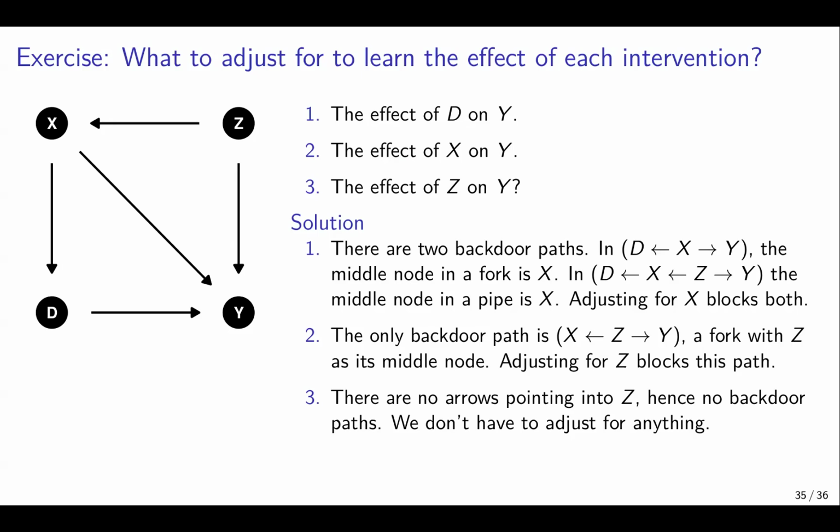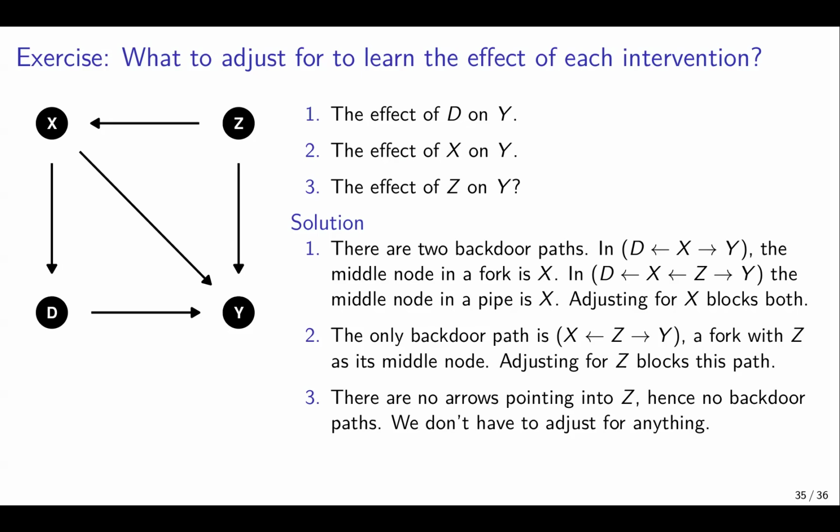All right, so here, the only backdoor path is between x and z and y. So again, that's a backdoor path because there's an arrow coming into x. So let's have a look at this. In this path, z is the middle node in a fork. So if we adjust for z, we will block this path. So if you want to learn the causal effect of x on y, then you want to condition on z.